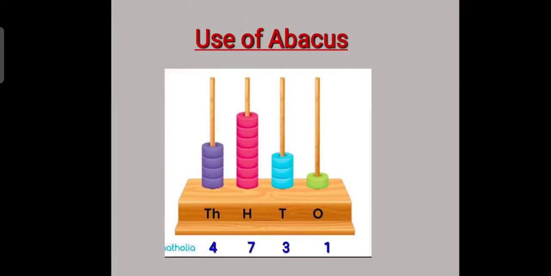Now let's read the 4-digit number on the abacus. We start with the rightmost digit. In the ones place we write 1 because we have one bead on the ones spike. The next spike, the tens place, has 3 beads, so we write 3 in the tens place. In the hundreds place we have 7 beads, so we write 7. In the last spike we have 4 beads, so the digit in the thousands place is 4. Thus our number is 4731, and we read it as 4731.